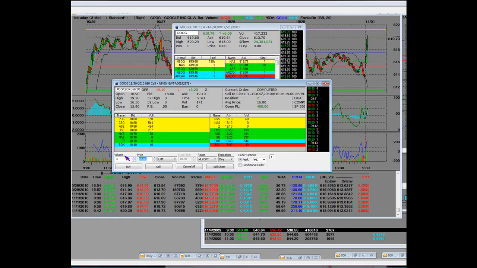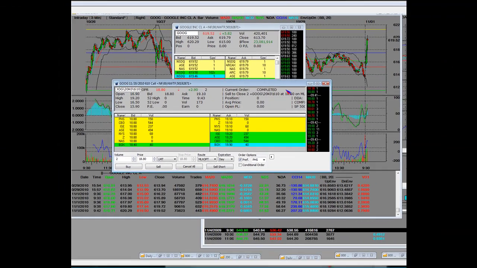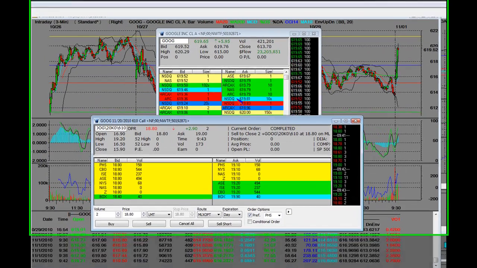Now I still have 2 contracts left. No one says that Google's weak or anything, but I'm going to keep a profit objective, and I'm coming out. I just sold the other 2 at 18.80 and 19.10. And that's been recorded live for the SMF MMTs. Senior traders were on it.